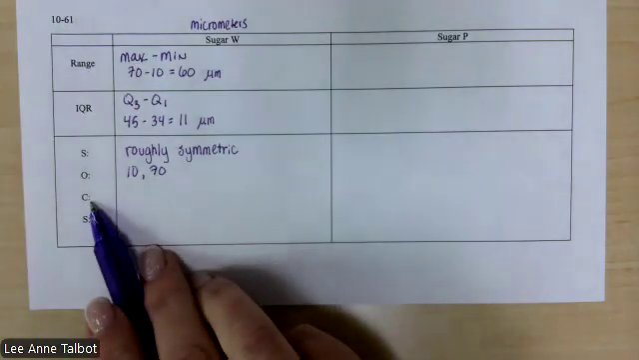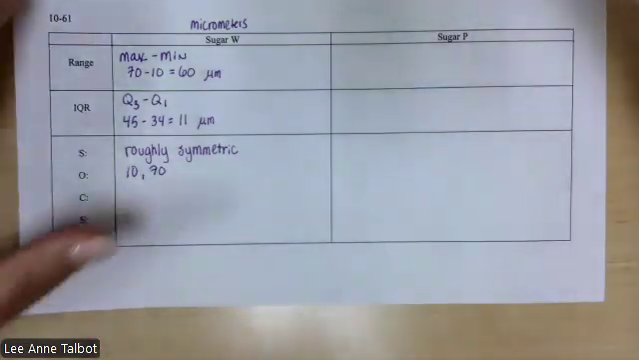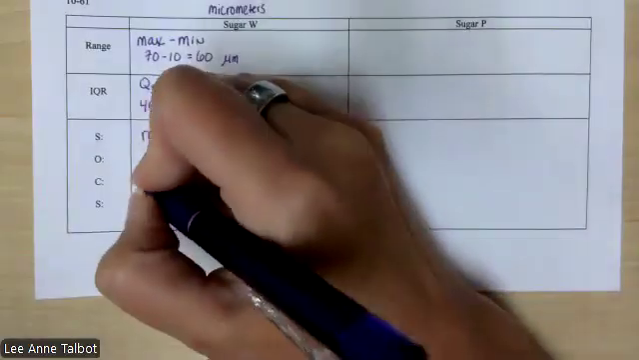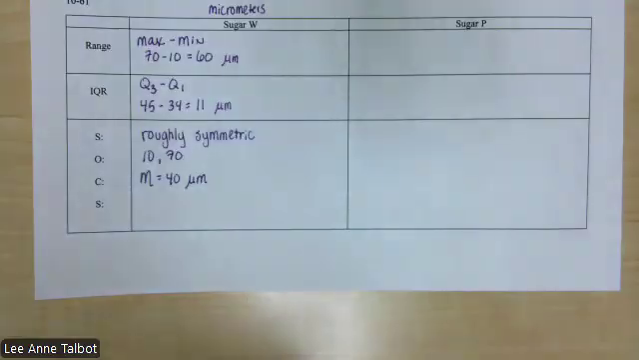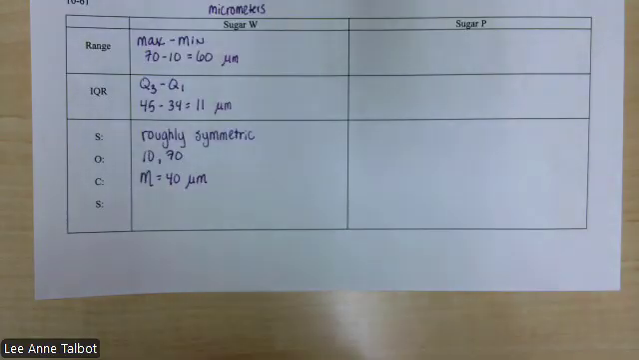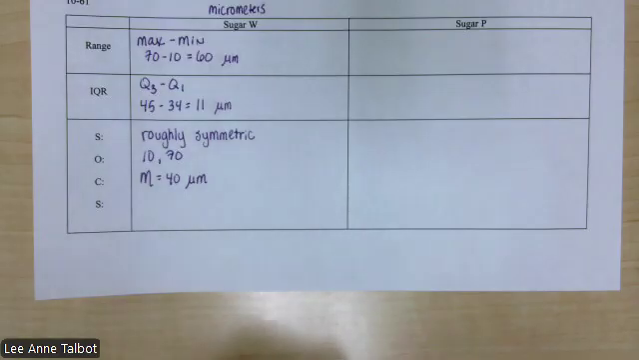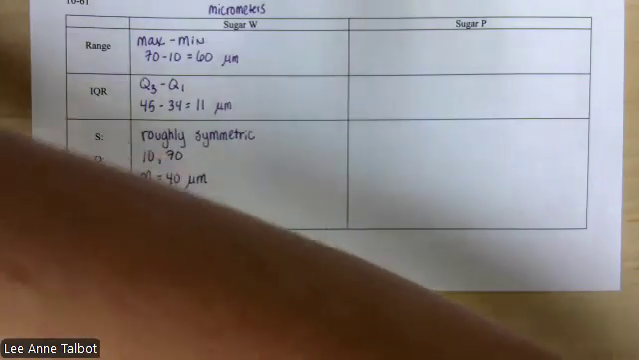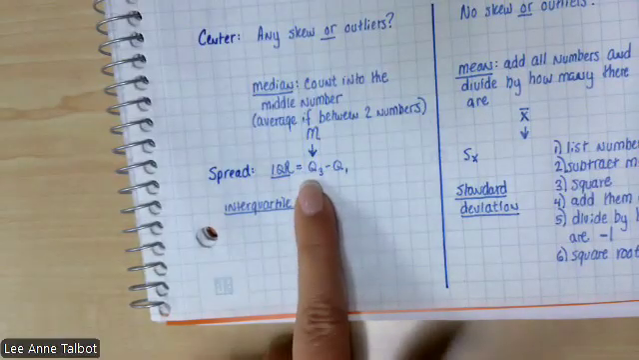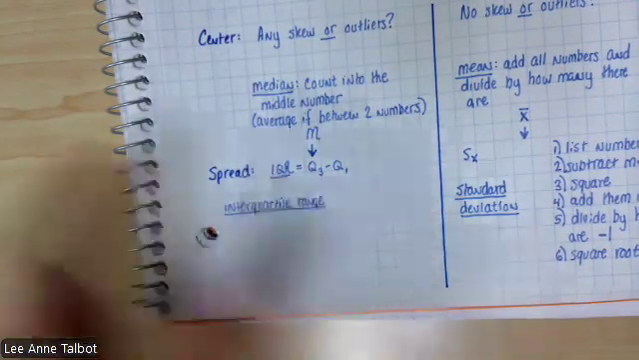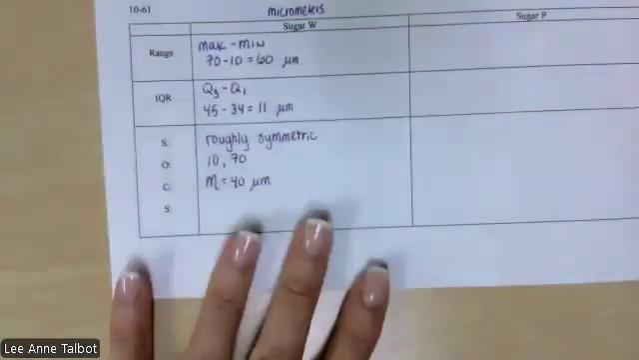Okay, now for C, C is center, and we already said in this one that we should use the median. So I'm going to say capital M equals 40 micrometers. And then which spread should we use? Do you want me to show you the notes again real quick? Okay, so right here it says when you have the median, you use the IQR, which we already found.